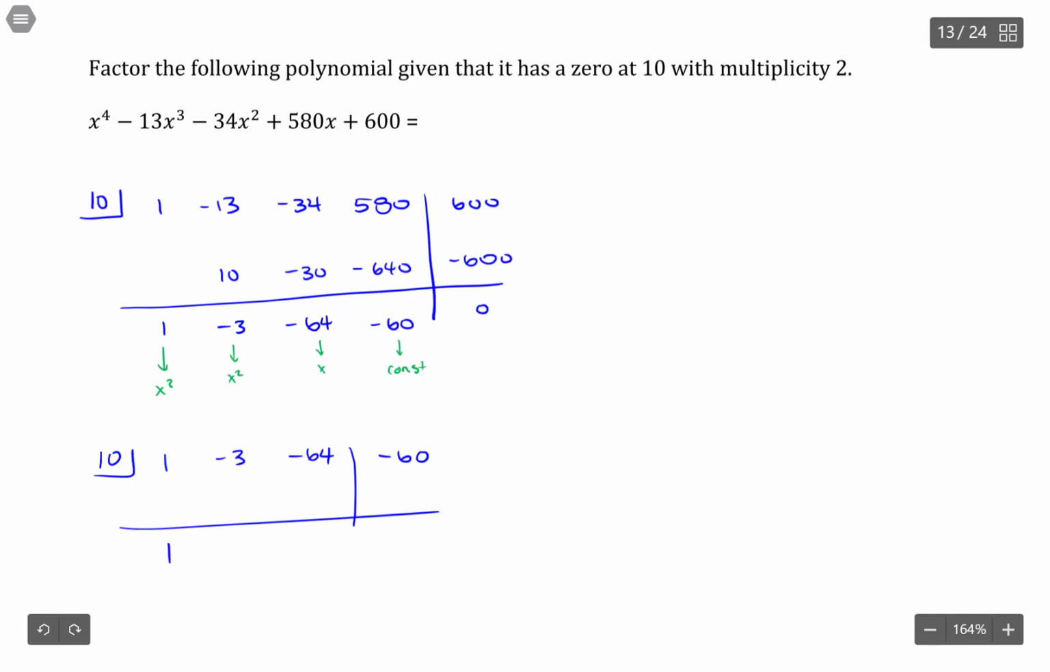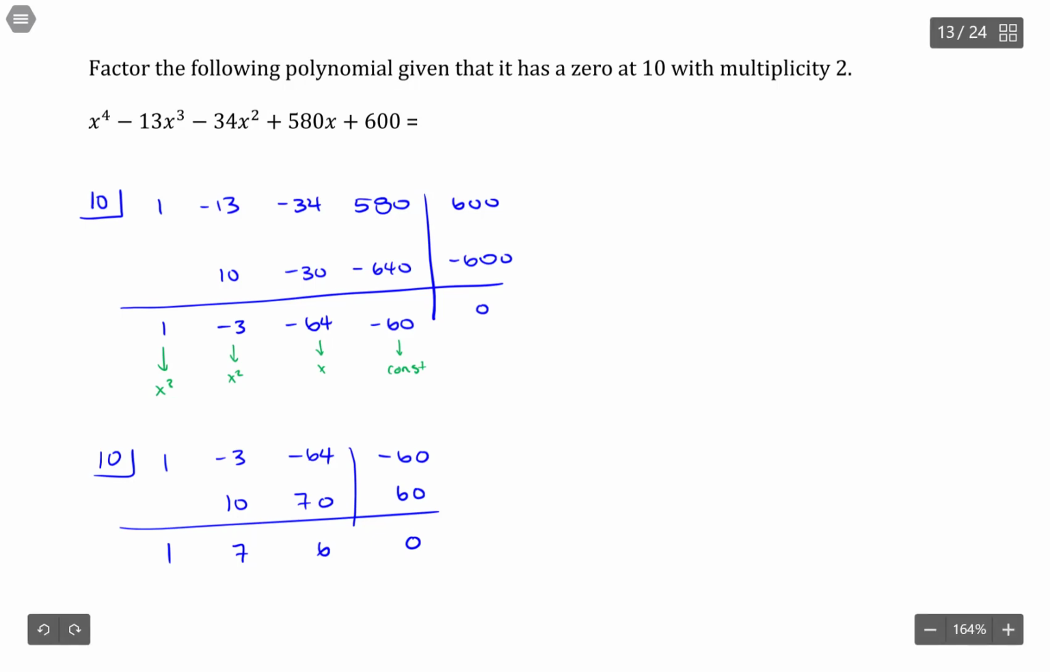Bring the 1 down. 1 times 10 is 10. This adds up to 7. 10 times 7 is 70. That column adds to 6, and 6 times 10 is positive 60, and we would get a result of 0.